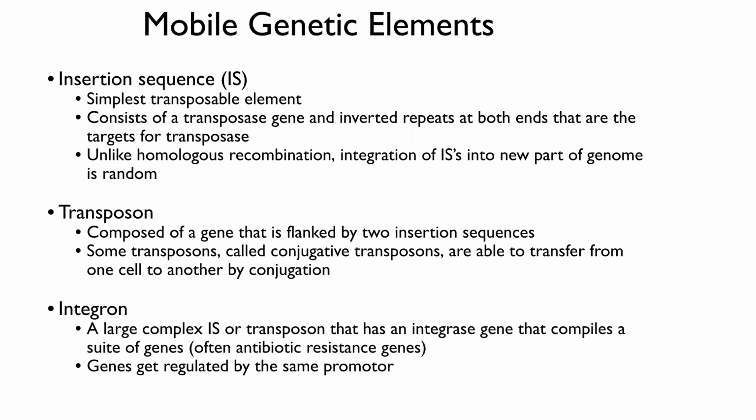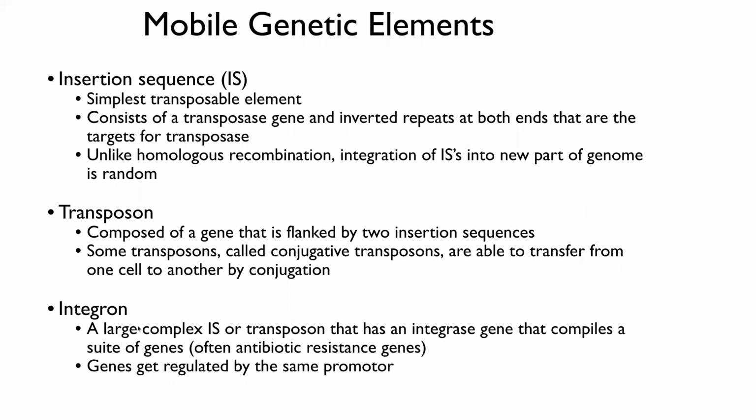Next up are transposons, and these are composed of a gene that is flanked by two insertion sequences. And some transposons are what we call conjugative transposons that are able to transfer from one cell to another via conjugation. So sometimes in addition to a plasmid, bacteria will swap transposons as well during conjugation. And then finally we have what we call an integron.